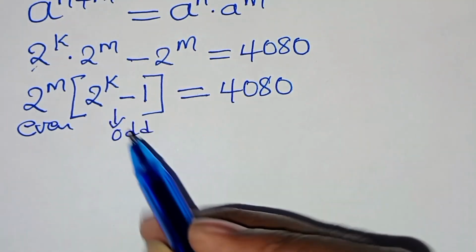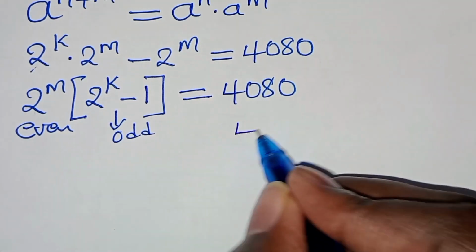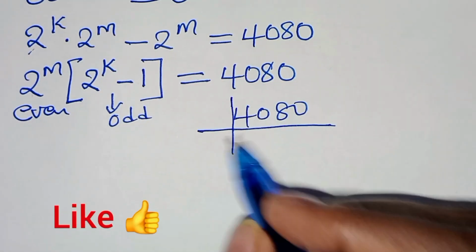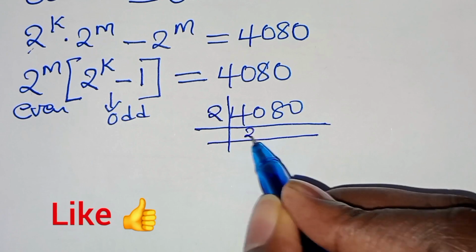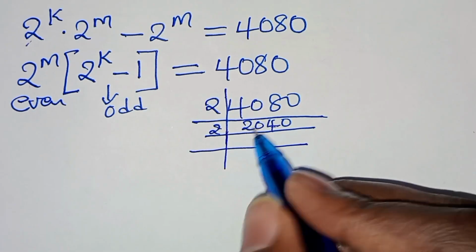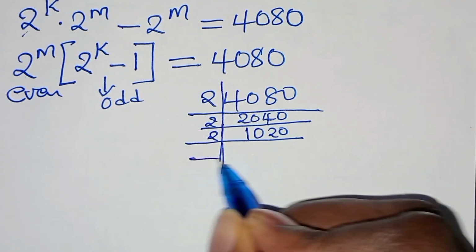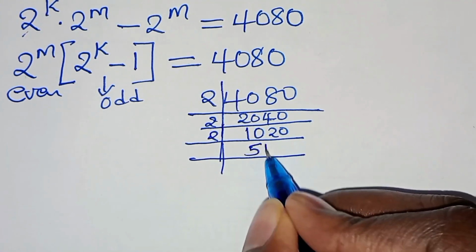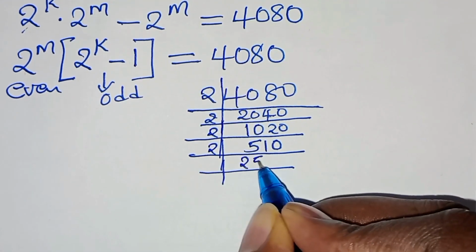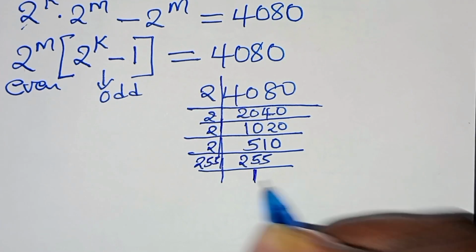So in other words, we can make a comparison from the left hand side and the right hand side. We have 4080, which is the same thing as 4080 divided by 2. This is 2040. Then 2040 divided by 2 is the same thing as 1020. Then 1020 divided by 2 is the same thing as 510. Then 510 divided by 2 is the same thing as 255. So 255 divided by 255 is 1.